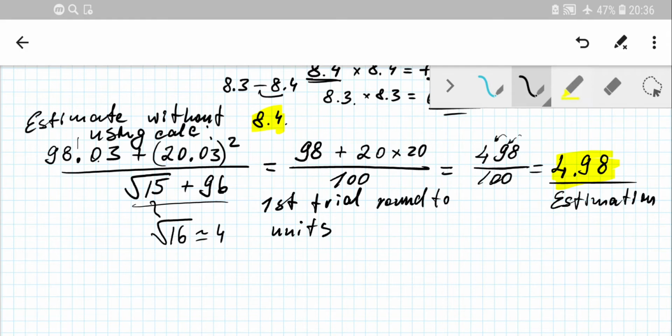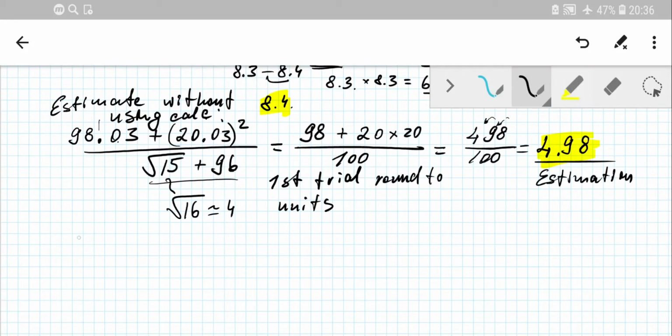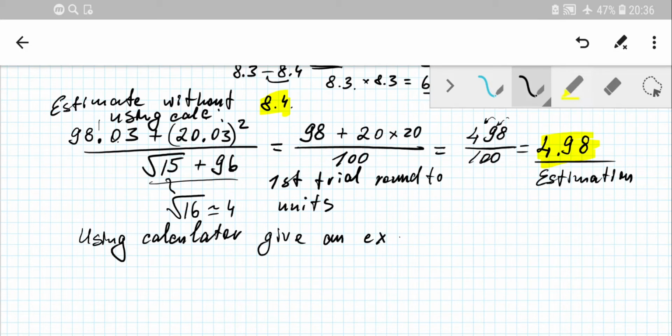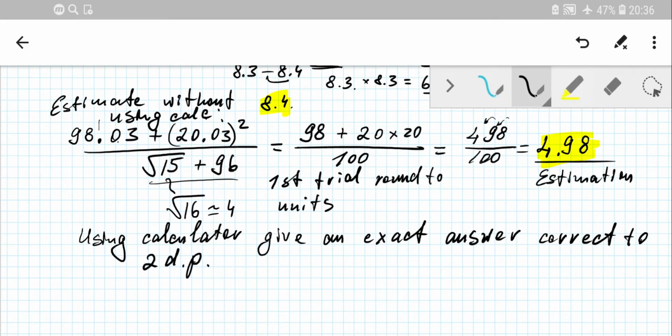Okay, so if you need to check your answer, for example, the next question might be set up using a calculator. So try to give an exact answer, let's say, correct to 2 decimal places.